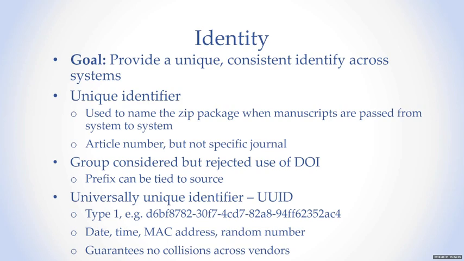So we looked at DOIs, but that doesn't really work because the prefix is usually tied to a source. We finally settled on a universally unique identifier known as a UUID. Many coding libraries support this. We chose to use the type 1 UUID. It involves time and the machine's address and a random number, so the idea is the odds of any kind of a conflict or having a duplicate identifier is pretty much 0.